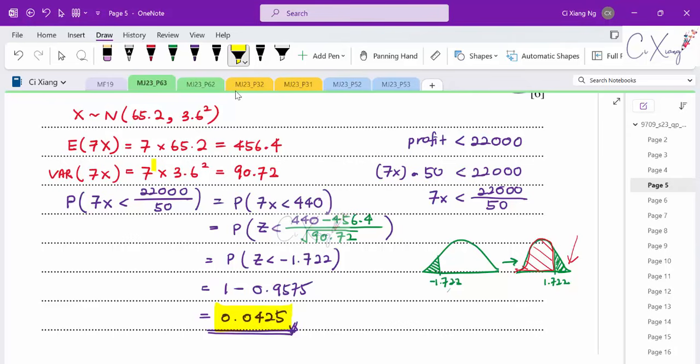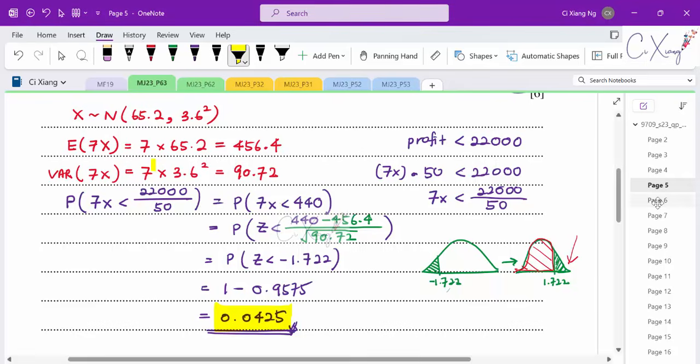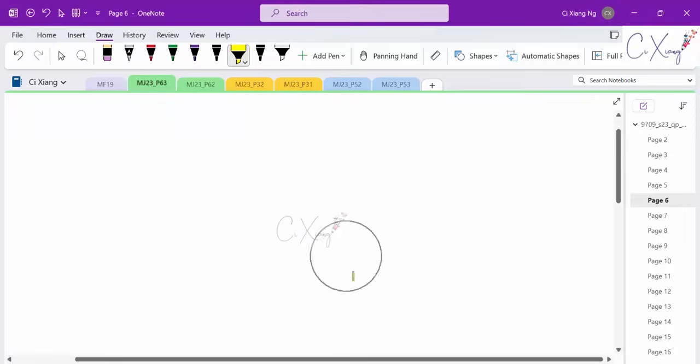This is what we have for question number 4. We try to keep my variable as tons, the mass of the steel. Then to link the profit with the mass, I take the total profit divided by the profit per ton, therefore you get the 440. This is how we solve question number 4. Let's continue to question number 5.